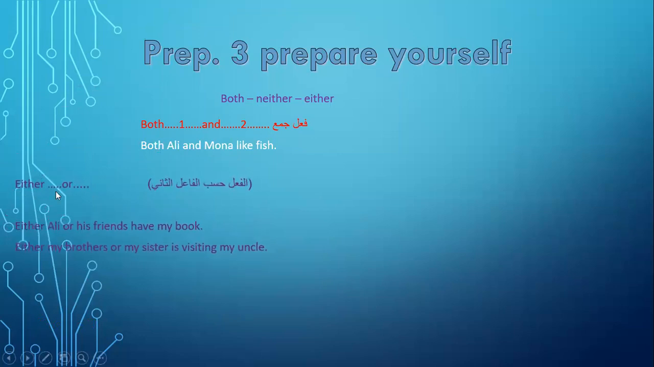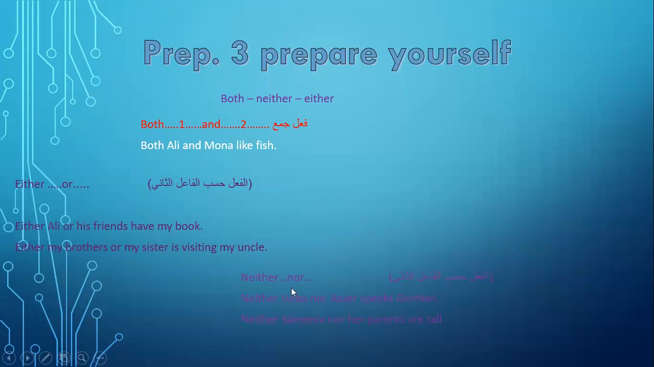And when you use either or, the verb follows the second subject. If it is singular, the verb is singular. If it is plural, the verb is plural. Either Ali or his friends have. The verb is plural because the second subject is friends, a plural subject. Either my brothers or my sister is. Here, the second subject is singular, so the verb is singular.